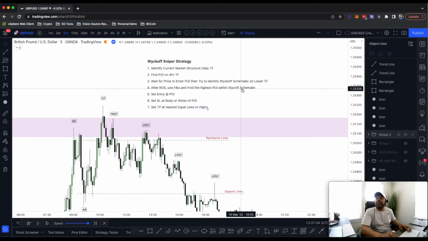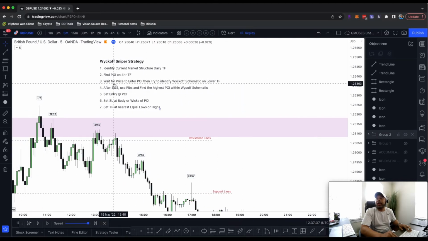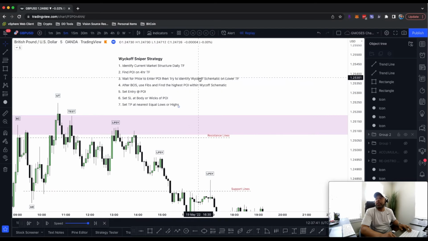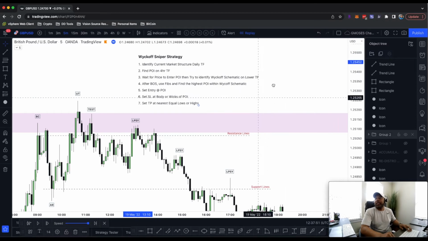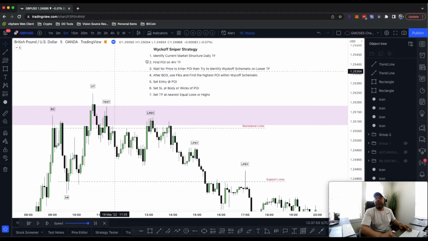So the strategy says, okay, we found a Wyckoff schematic on the lower time frame. After a break of structure, use your fibs and find the highest point of interest within your Wyckoff schematic. So basically, let's check and see if we have a break of structure.